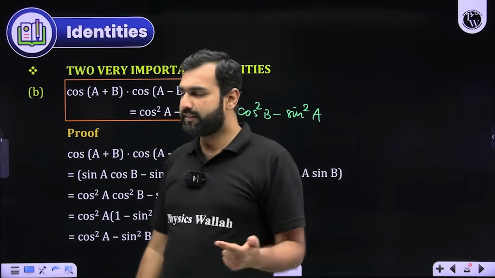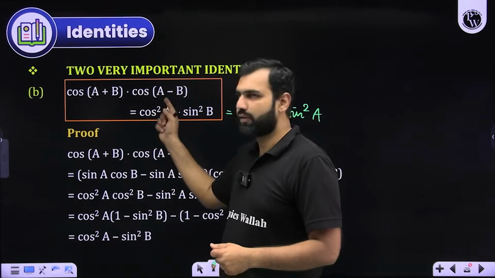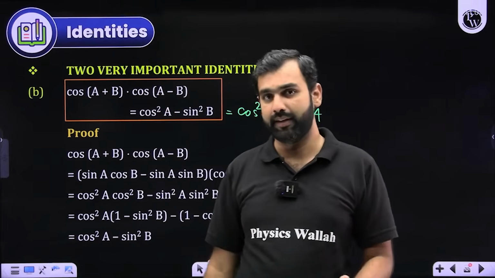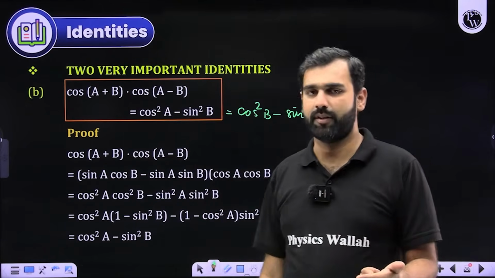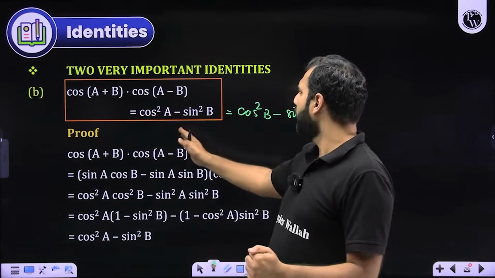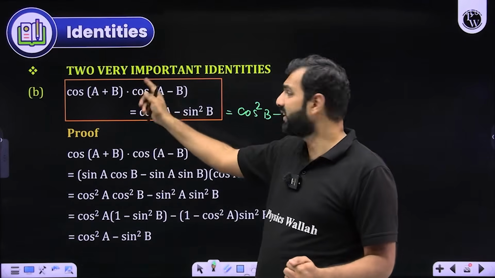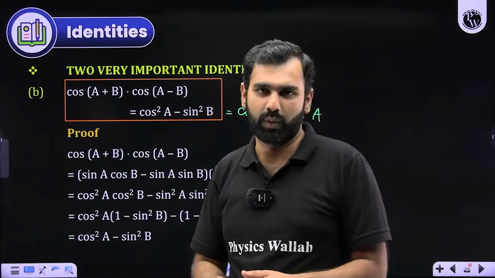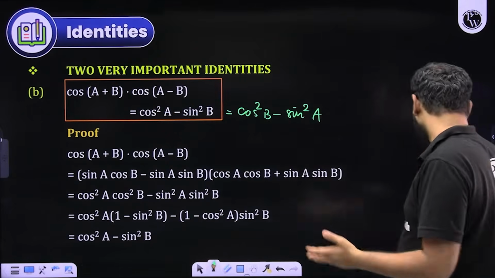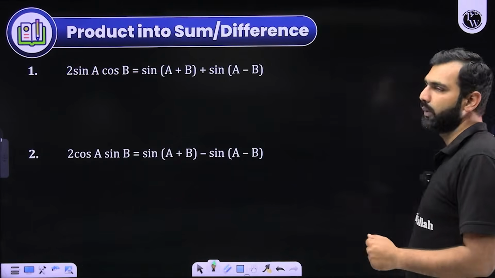So here, this identity which says cos a plus b into cos a minus b, I won't hesitate in replacing it by cos square a minus sin square b, and vice versa. Whenever you see cos square a minus sin square b, don't hesitate in replacing it by cos a plus b into cos a minus b, as per the need of the question, of course. We won't do it always, but yes, if the need arises, we'll do it.